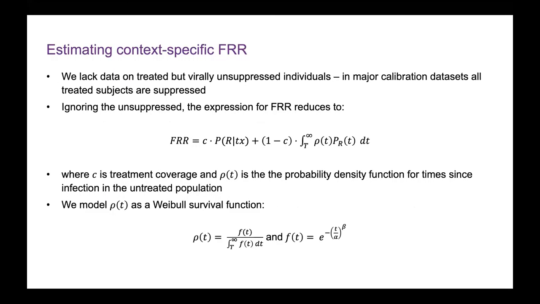We then also have to be concerned about the FRR in the treated population. So we may have a factor for the treatment coverage, denoted C in the equation you're seeing here, and separate probabilities of obtaining a recent result in the treated and untreated populations. And you also see there a term rho of t, which is a weighting function encoding the distribution of times since infection in the population.